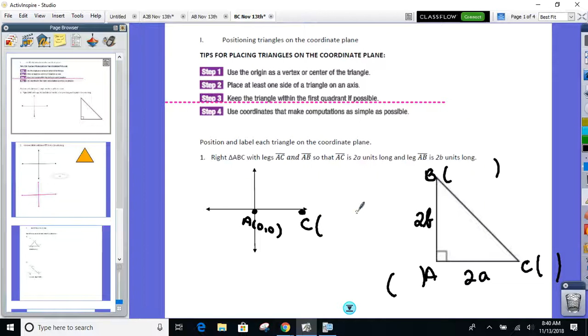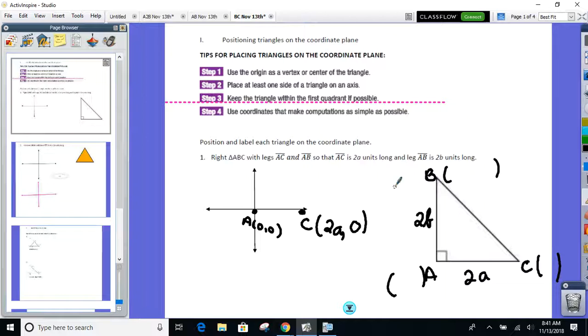Well, first thing is it's on the x-axis. So what's got to be the y coordinate if it's on the x-axis? Any point on the x-axis will have a y coordinate of what? 0. Now let's think about this. How long does it have to be from A to C? 2A. So guess what my x coordinate is going to be? 2A. So this coordinate right here will be 2A, 0.